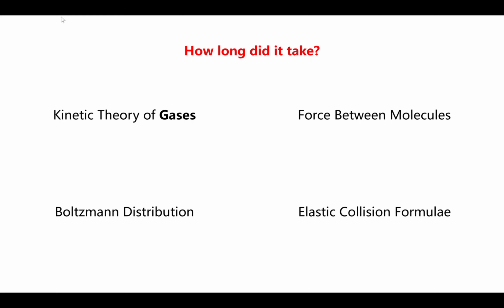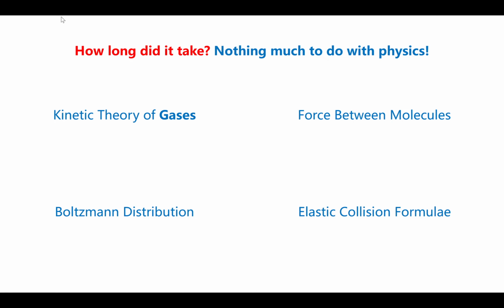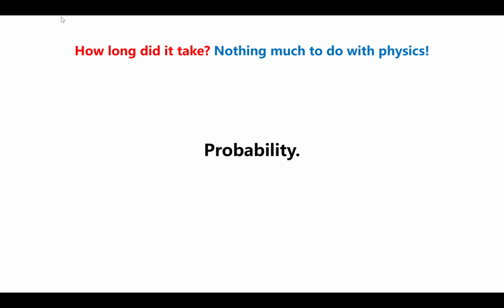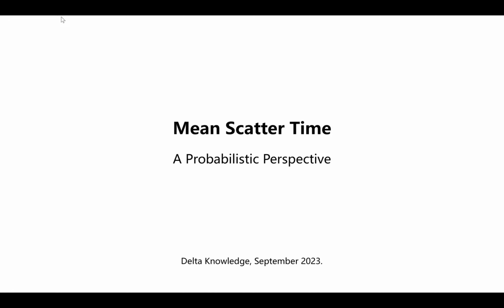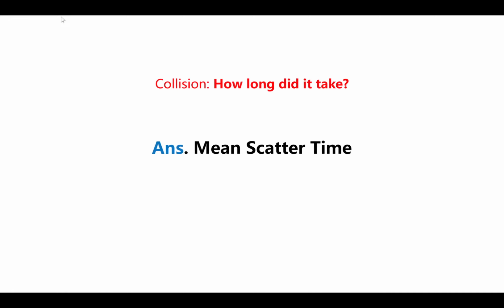However, the truth is, this problem doesn't have that much to do with physics. Instead, we can approach it just from a probabilistic perspective. Yeah, so it's just math, no physics. How's this even possible? Today, we are going to analyze the mean scatter time from a probabilistic perspective. The mean scatter time is just the answer to the question of how long did it take.